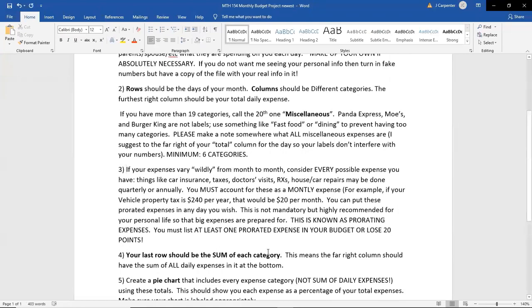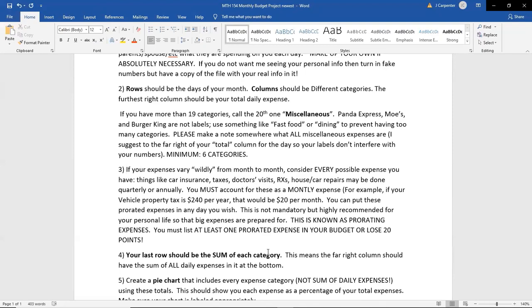So this means I want to see what your monthly expenses are for your groceries. I want to see what your monthly expenses are for your fast food, or what your monthly car expenses are, however you're labeling your categories. So that way, if you went to the grocery store 5 times, on this very last row you can see how much you spent on groceries that month. Or if you have a column for fast food and you hit up Chick-fil-A, let's say 23 times, you're going to see how much you spent on Chick-fil-A or all your fast food altogether.